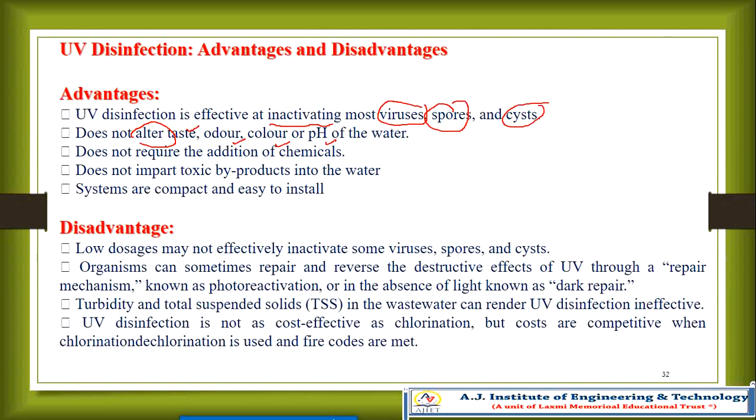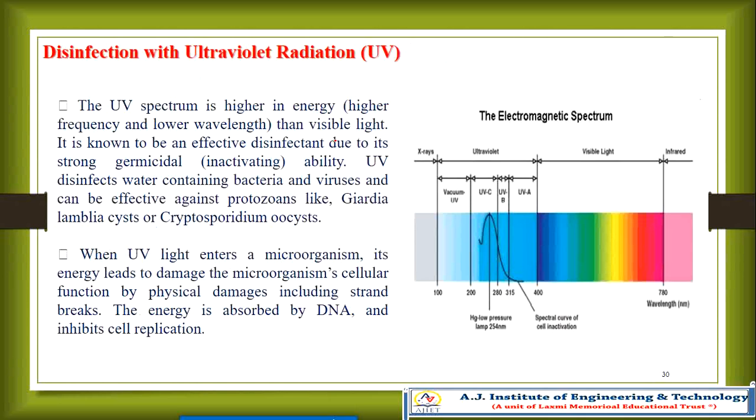Here we are passing the rays, which directly cause physical damage, especially to the DNA of the viruses, inactivating them. You can see the damage to cellular function, including strand breaks, as the energy is absorbed by the DNA, and it inhibits cell replication.